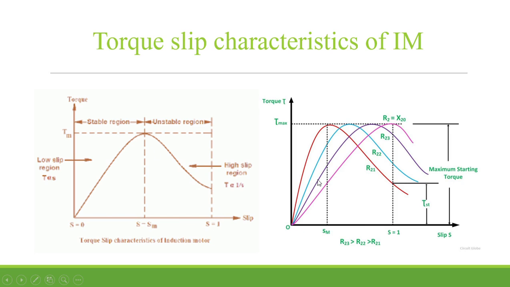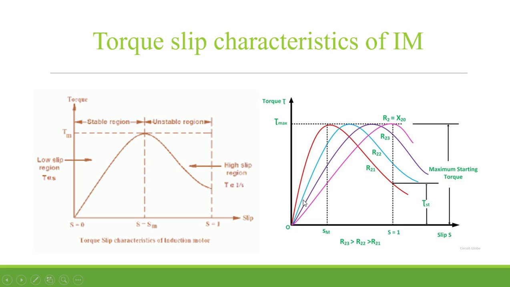Now for different rotor resistance, if we are drawing these characteristics, for some small R21, then somewhat more R22, then somewhat greater R23, and when R2, the rotor resistance, is equal to X2, the rotor reactance, at that time.